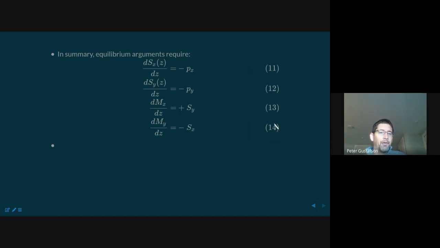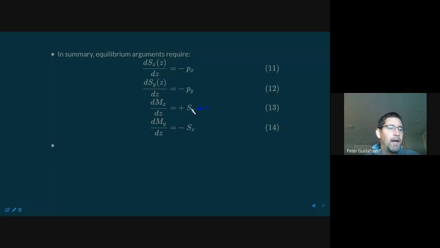Okay, so in summary, what have we found? We applied equilibrium really there 4 times. We did some of the forces in the x direction. We did some of the forces in the y direction. We did some of the moments about the x-axis. We did some of the moments about the y-axis. We expressed now 4 equations from those equilibrium statements. dsx dz is equal to minus px, dsy dz is equal to minus py, dmx dz is equal to positive sy. This is the one kind of outlier, weird one with the different sign convention. And dmy dz is equal to minus sx.